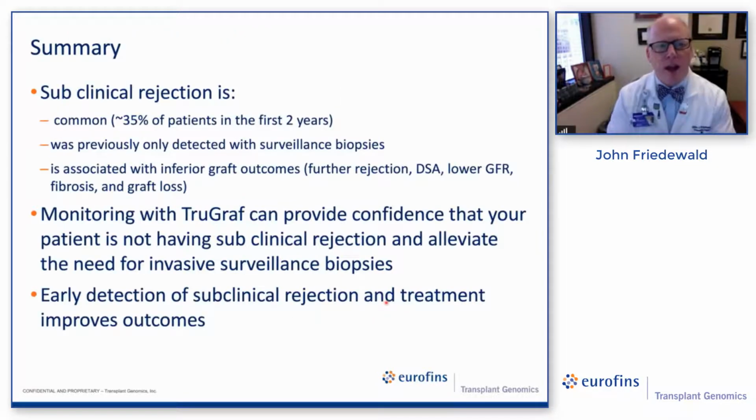So in summary, subclinical rejection is common. About 1/3 of patients have it in the first 2 years of their transplant. It was previously only detected by surveillance biopsies and is associated with inferior graft outcomes: further episodes of rejection, development of de novo donor-specific antibodies, lower GFR, fibrosis, and graft loss. Monitoring with the TruGraf test can provide confidence that your patient is not having subclinical rejection and alleviate the need for invasive surveillance biopsies. And early detection of subclinical rejection and treatment improves outcomes.